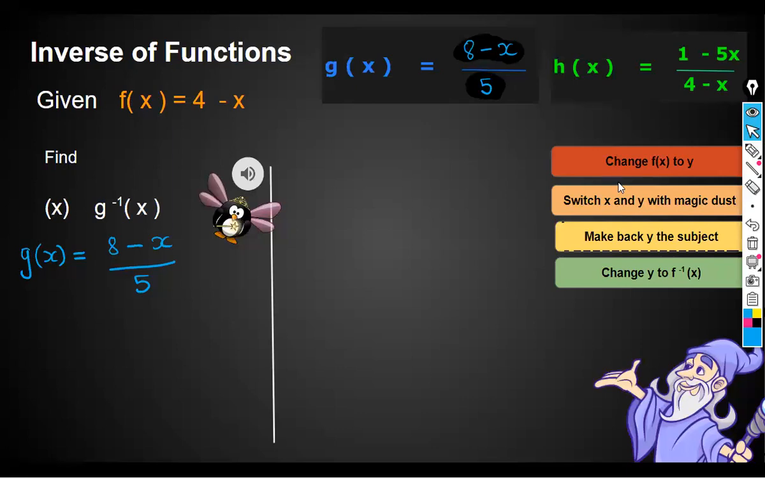Right. The next step now, the step that's the easiest. You change the gx to what? Y. That step, the official step. Change fx or gx or hx or whatever the name of the function is to y. So put it as y. All right. Everybody with me so far? We just did step 1.